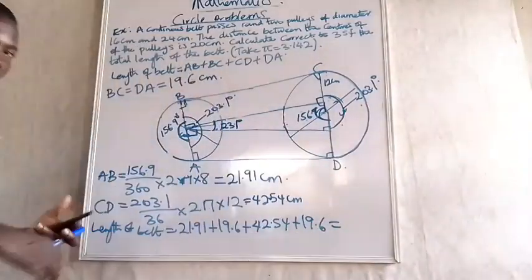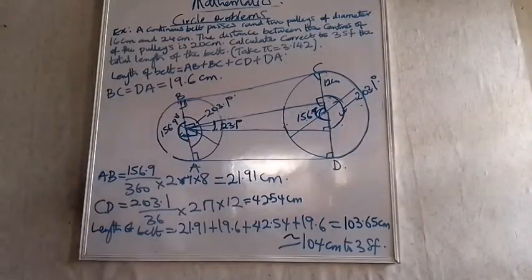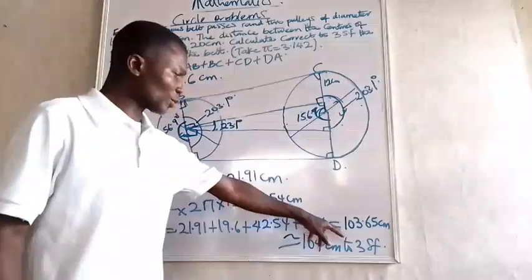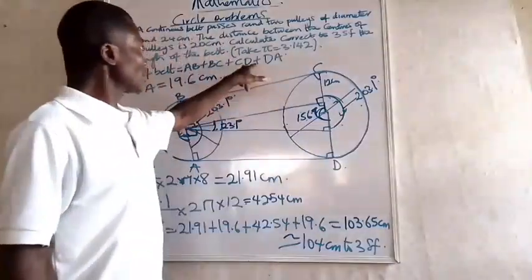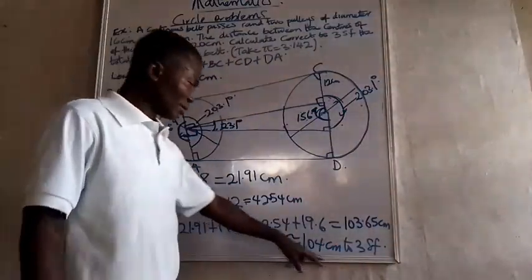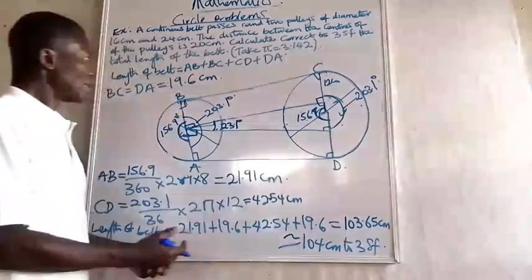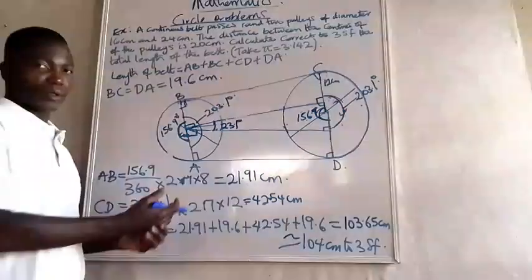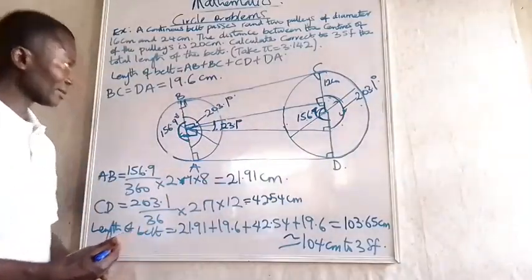And let's see what that gives. So on adding everything, I got 103.65. As you are told, we should get the answer to 3 significant figures, right? I got it here. So you can see it's very simple. Just break it down from the basics and you get your answers.